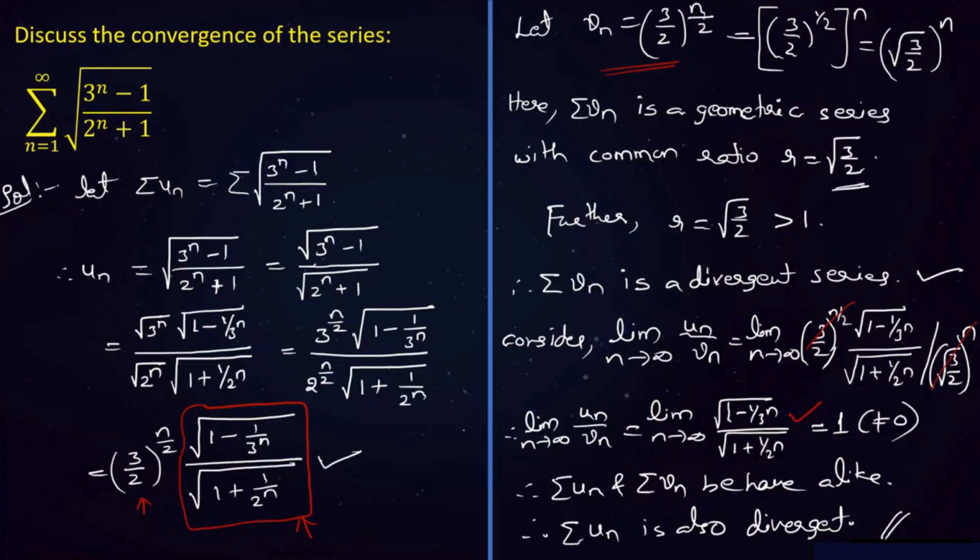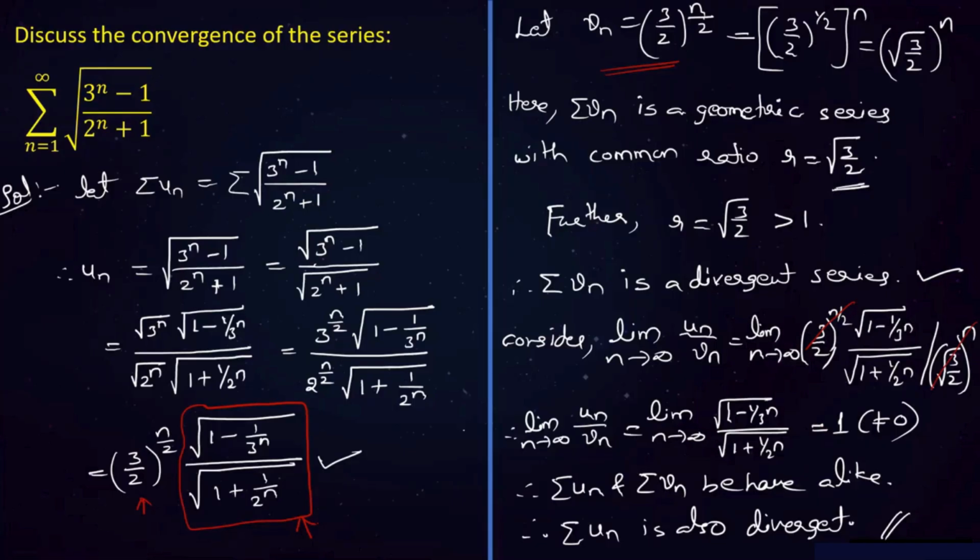And as n tends to infinity, as you know, this 1 by 3 power n or 1 by 2 power n, both approach 0. That's how we get the limit as simply 1. Root 1 minus 0 by root 1 plus 0, which is root 1. Anyway, we are taking the limit as 1 because the series we have considered is a positive term series. So again, we got the limit as 1. It is again finite and non-zero.